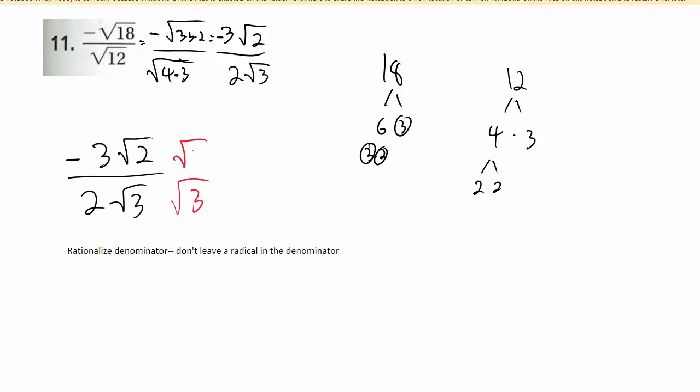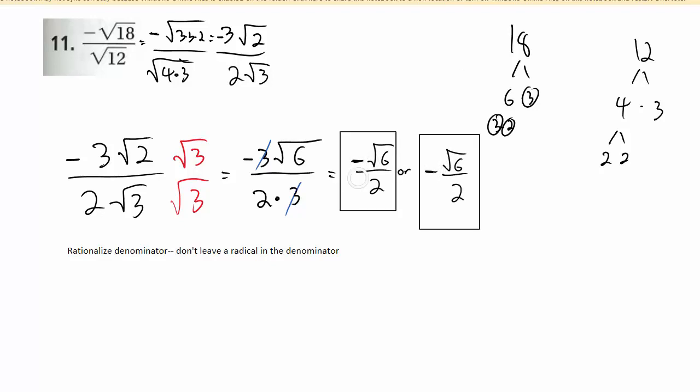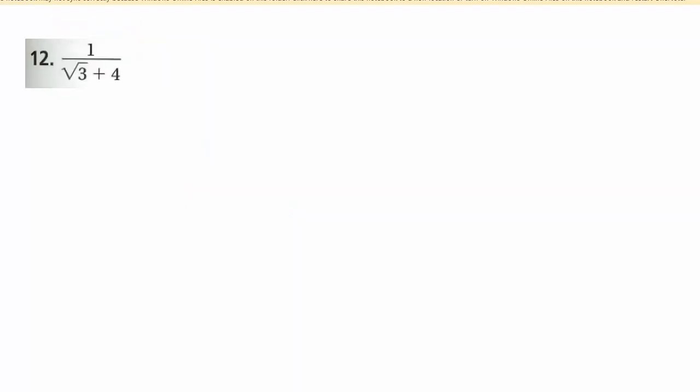But what we want to do, we don't want to leave a radical in the denominator. So we rationalize it by multiplying the bottom and the top by those radicals, or you could also multiply them by their conjugates. And then on the bottom, we no longer get a radical, and then we reduce that where we can, so we end up getting negative square root of 6 over 2 as your final answer. And you could write that either with a negative included in the numerator, or you could put the negative out front. Either way is fine.